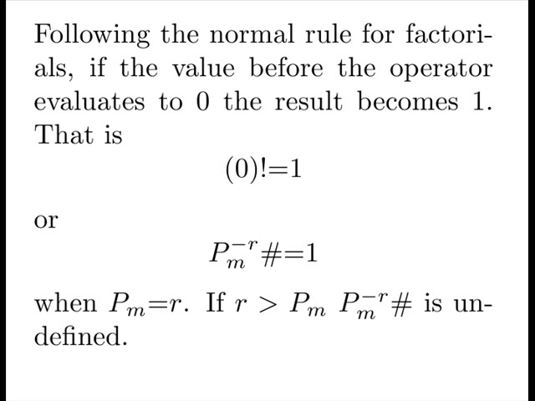Following the normal rule for factorials, if the value before the operator evaluates to 0, the result becomes 1. That is, 0 factorial equals 1. Or our minor primorial equals 1 when our prime is equal to the offset. If the offset is larger than the prime, the primorial is undefined for any prime less than the offset.